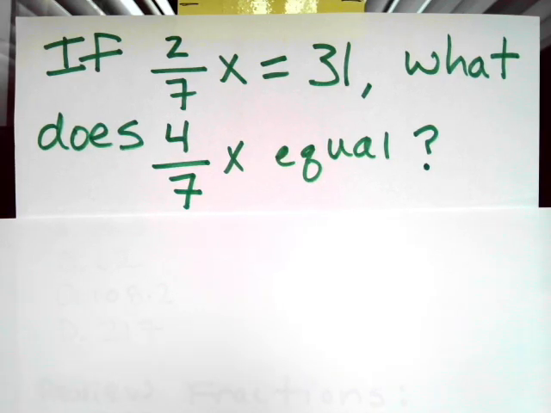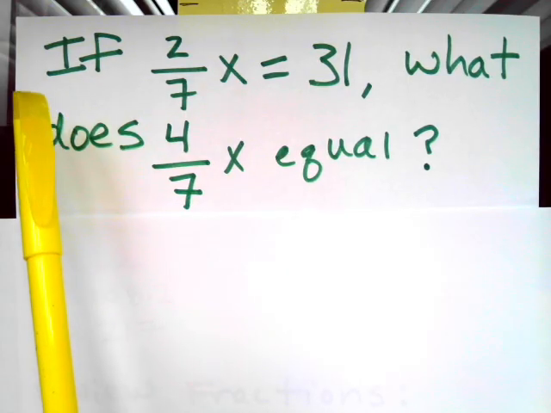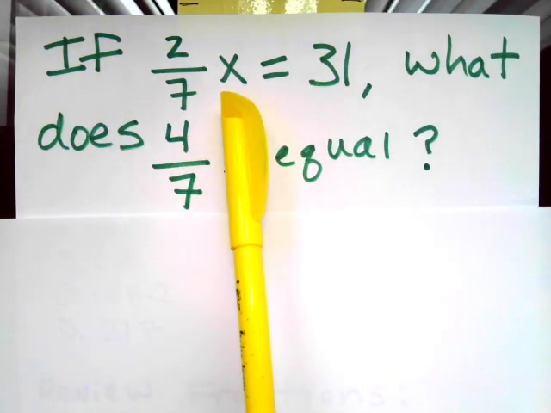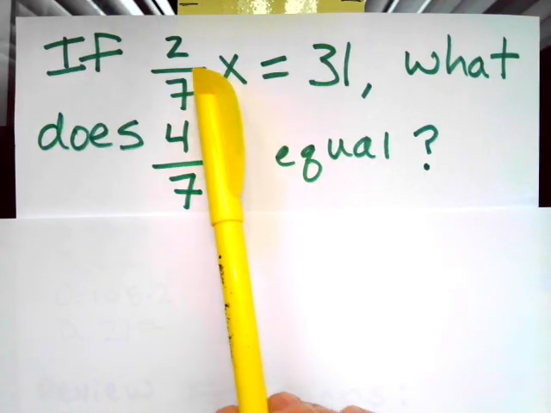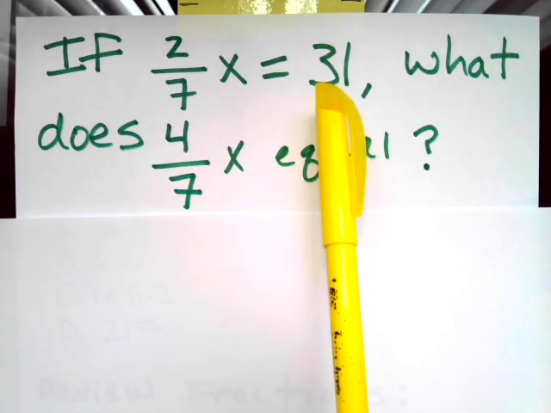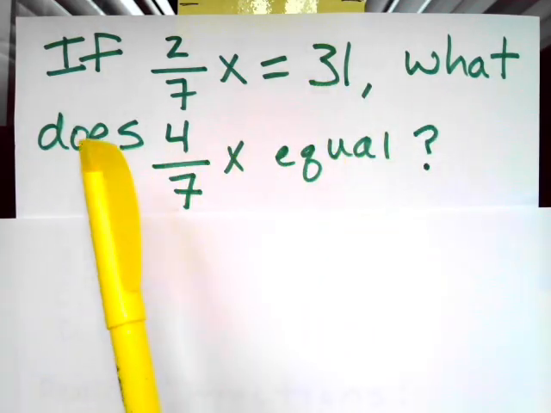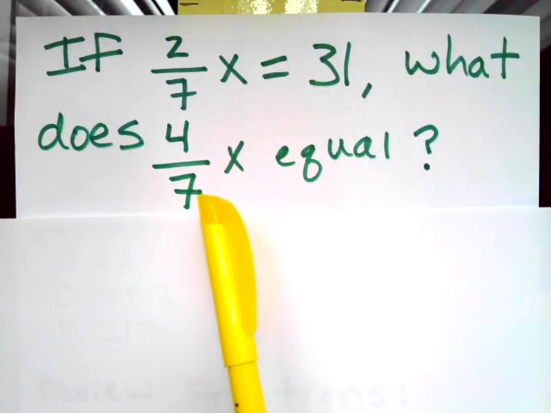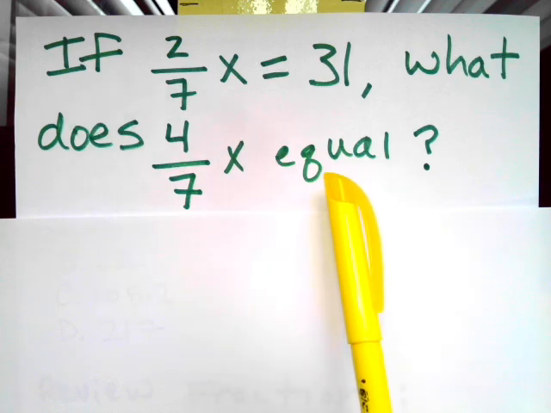Here we're getting into another type of standardized assessment question. And let's just jump right on into it. All right, so if 2/7 times x, that's what this means, 2/7 next to x means 2/7 times x, equals 31, what does 4/7 x equal?